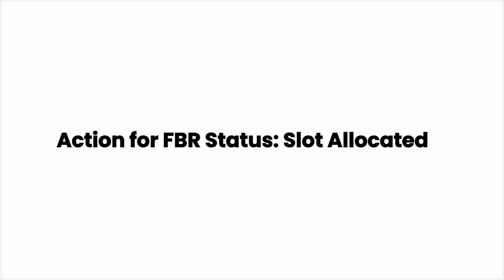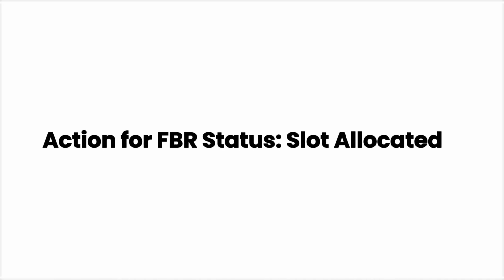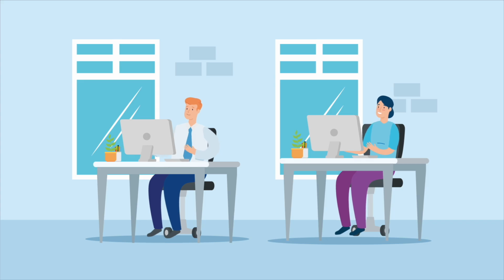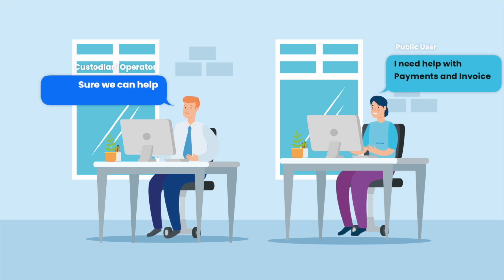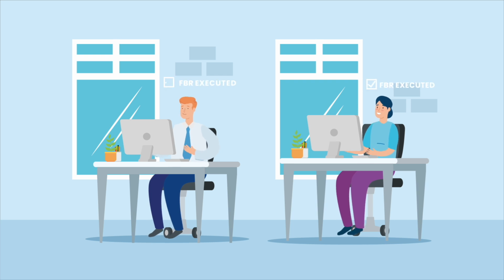Action for FBR status: Slot allocated. Once slot is allocated by operator, public users should coordinate with the institute's custodian or operator for payment and invoice, etc. For the allocated FBR, the public user and operator will have the option to mark FBR as executed.